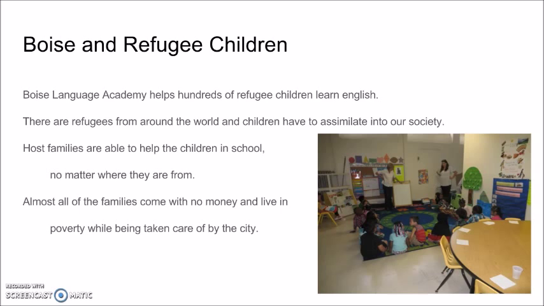Boise and refugee children. There are some programs in Boise that allow children to learn what it means to live in America and also how to speak English. One of the programs is called Promising Practices, and they are able to take children from all around the world and help them assimilate into our society by giving them specialized care.